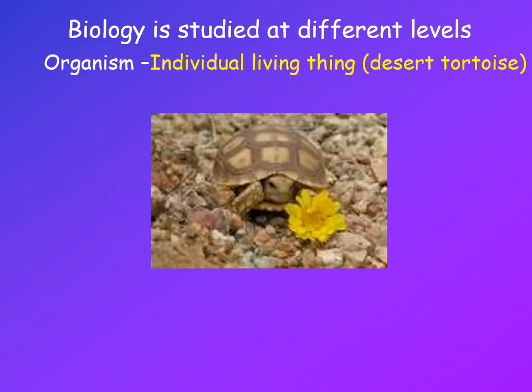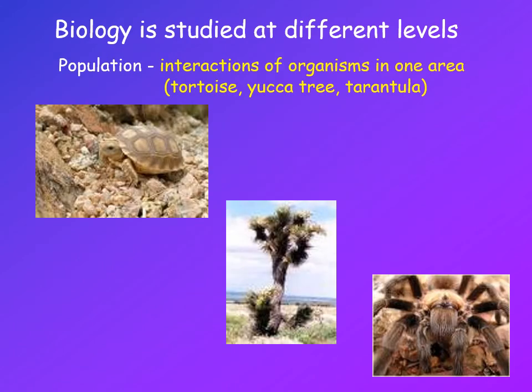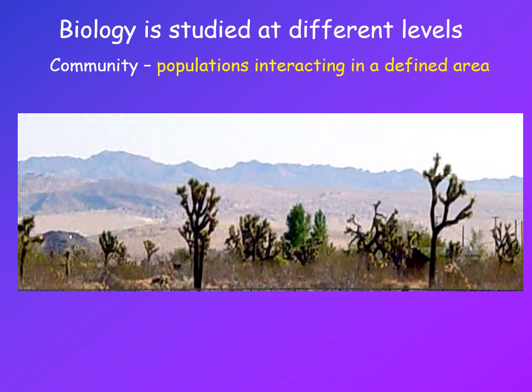We can also study organisms, which is an individual living thing. So here we have a picture of a tortoise. One tortoise is one organism. We can study at the population level, which is the interaction of organisms of one species in an area. So we can look at a population of tortoise, a population of yucca tree, or a population of tarantulas. We can also do this as a community, which is all the populations interacting in a defined area.